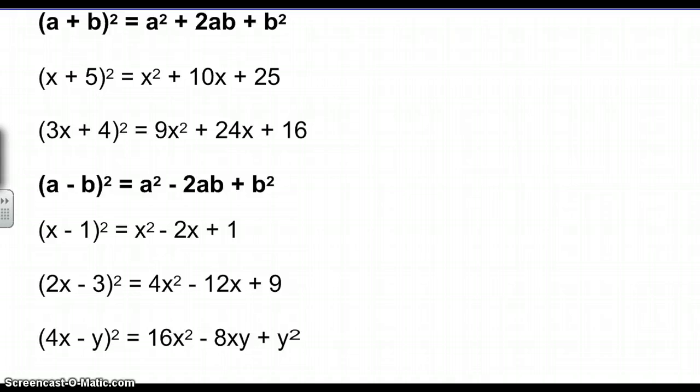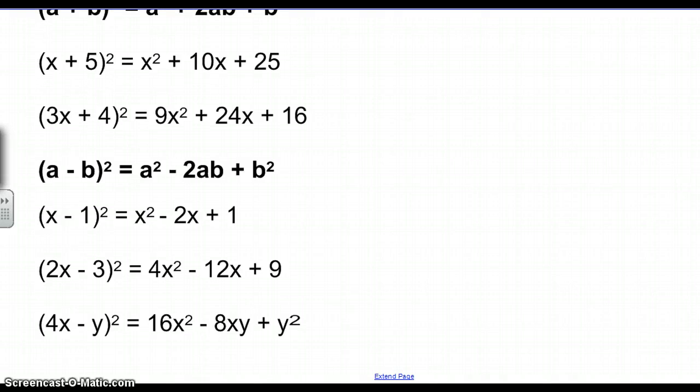In the last example, you have (4x - y) squared. So we're going to square 4x to get 16x squared, and square y to get y squared, and then take 2 times the first term. So that's 2 times 4x, that's 8x, times y. So it's minus 8xy.